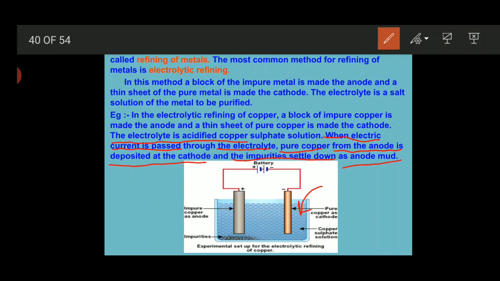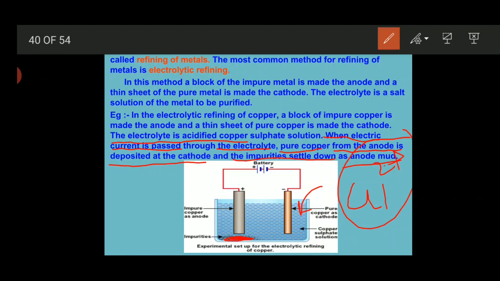Basically, when we pass electricity, dissociation takes place immediately and copper sulfate dissociates into copper ions and sulfate ions. The copper ions, being positive in nature, start moving towards the cathode and get deposited there in the purest form, and the impurities settle at the bottom of the beaker, which is known as anode mud. This is the method by which we get the purest form of copper with the help of electrolytic refining.